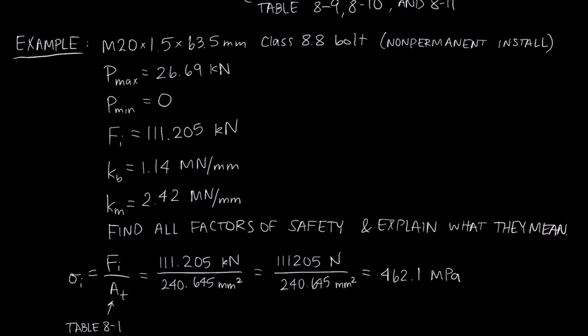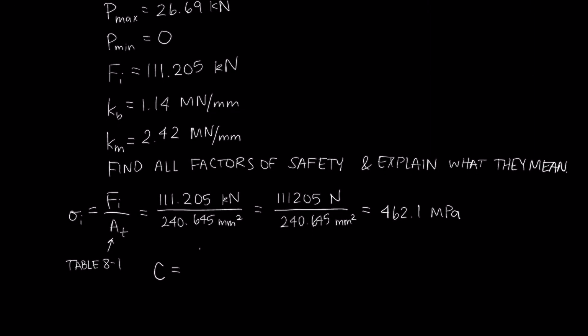Next, to be able to find the stress in our bolt due to the external load, we need to find our joint constant, because that tells us the portion of the external load that goes to the bolt as compared to the portion that goes to the members. So our joint stiffness constant is equal to the stiffness of the bolt divided by the stiffness of the bolt plus the stiffness of the members. So that's going to be 1.14 over 1.14 plus 2.42. This is going to give us a unitless number, so I've dropped the units. As long as they're consistent, that's fine. And it gives me 0.32.